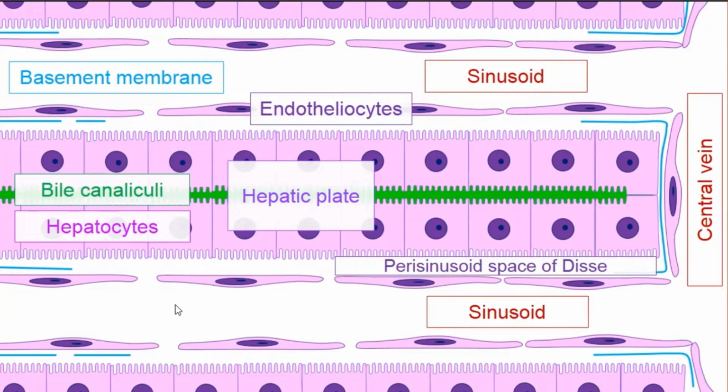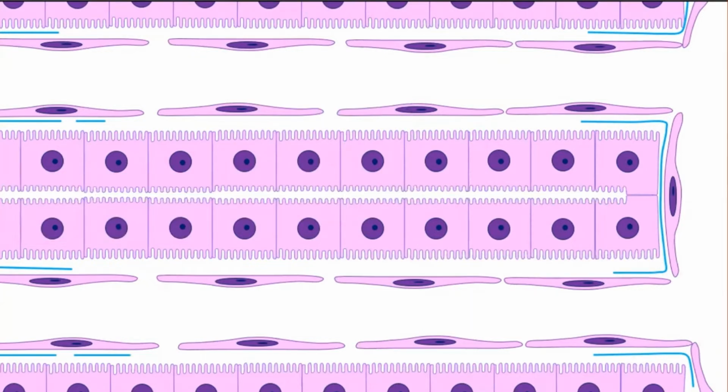It's filled with plasma of blood. Blood is circulating here in the sinusoid, and this blood plasma enters this space of Disse. It's distributed here, and some substances from this plasma are uptaken by hepatocytes. And let's look at how it's working together.